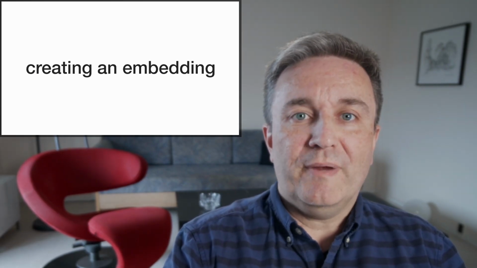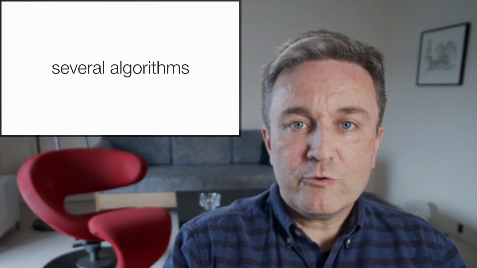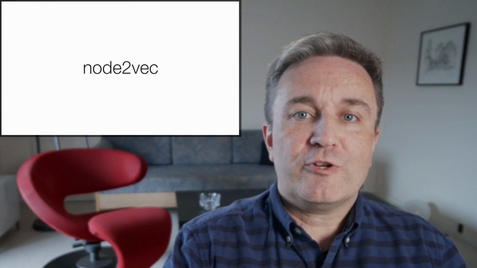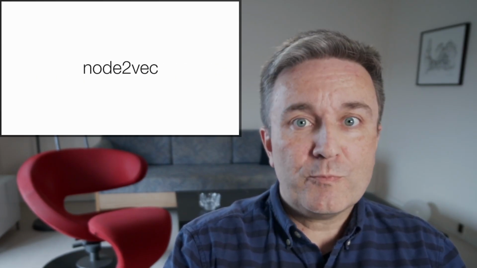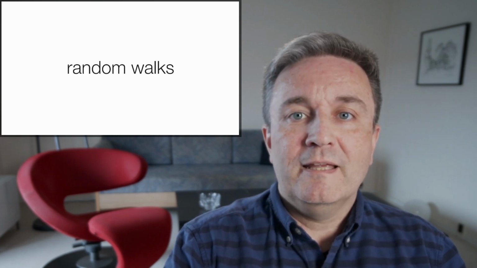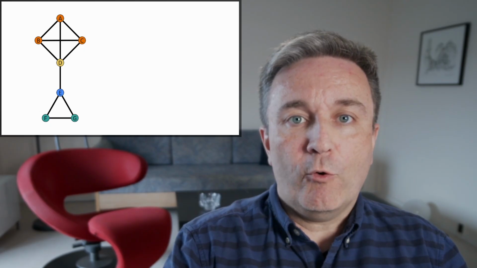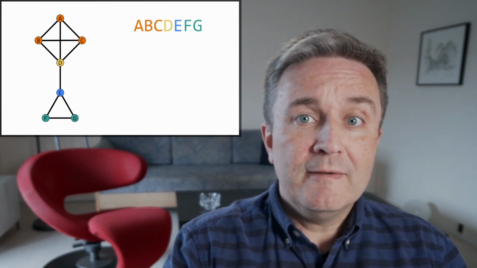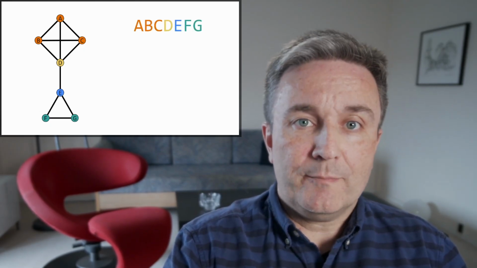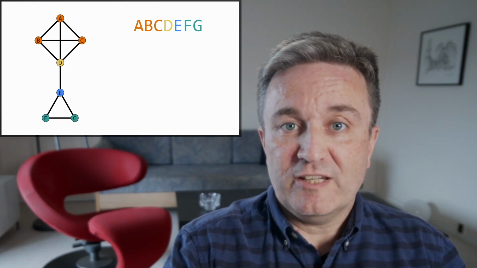How do we create an embedding from a network? There are several algorithms. The one I'll focus on here is called node-to-vec. It's the most popular one and is the one we've been using. The basis of it is random walks. If we look at the network from before, we can pick a random node, A, and do a walk through the network and thereby produce this sequence or sentence.